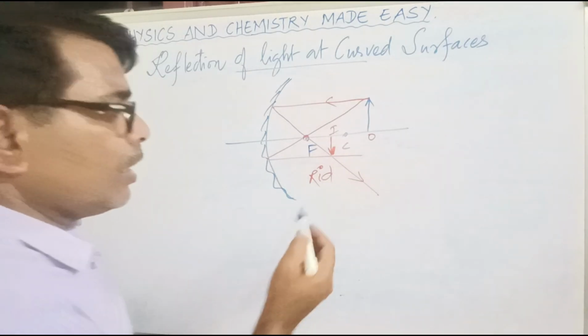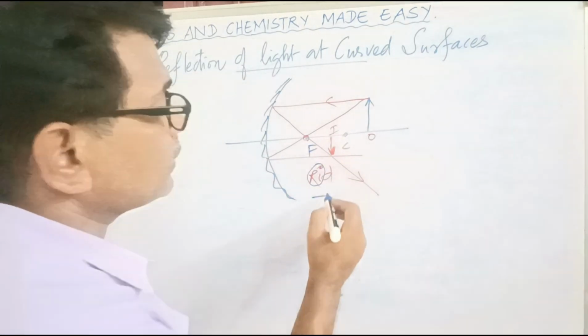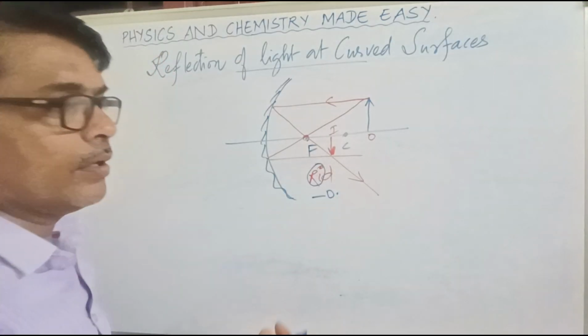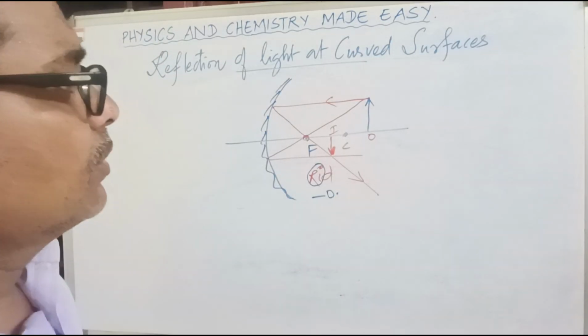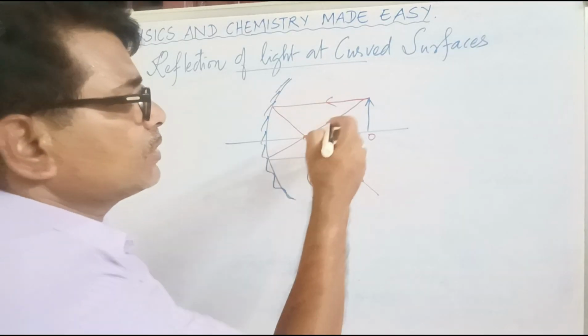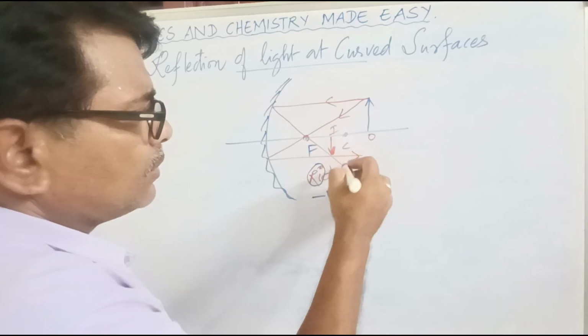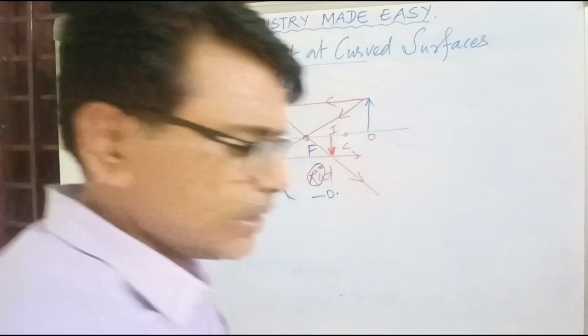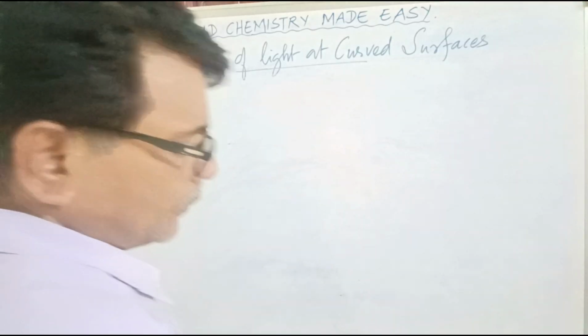Now, real and inverted means minus. Diminished means less than 1, that is 0.1, 0.2, 0.3 like that up to 0.9. Finish. Now catch the point. These are your ray diagrams. Just remember, parallel through focal point, through focal point parallel.